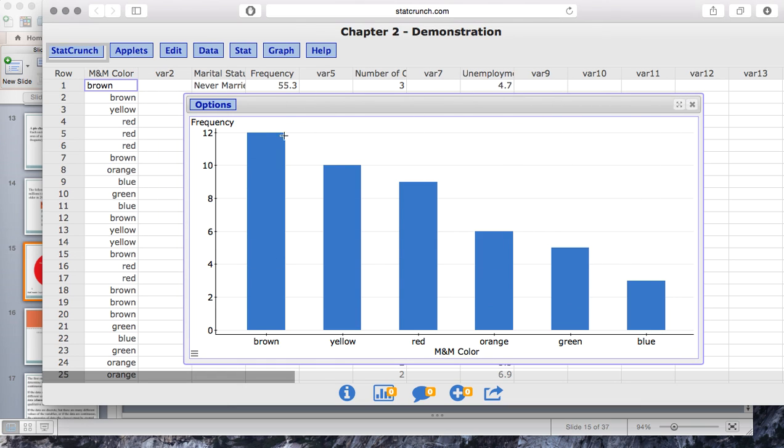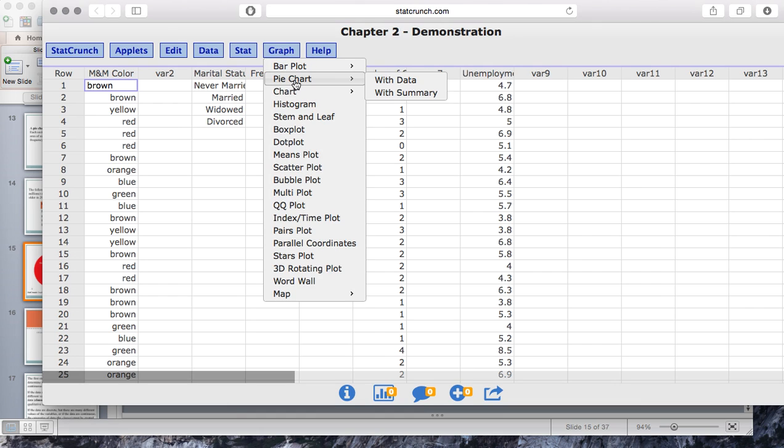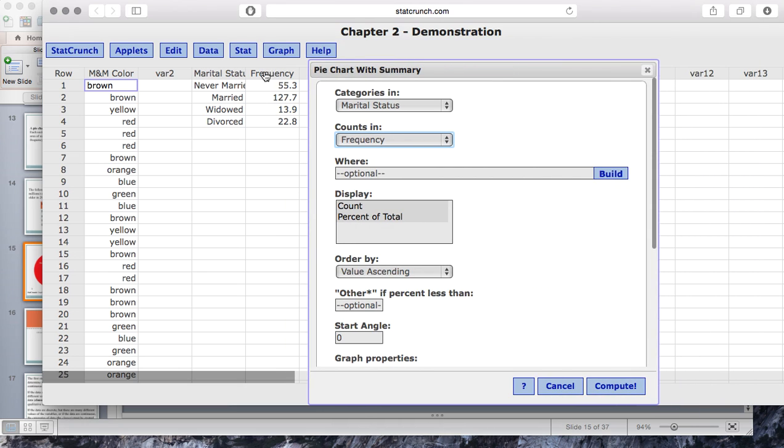So let me close out of this one. I have my marital status data over here along with the frequencies. So I'm going to do Graph, Pie Chart, and I'm given summarized data this time instead, because I have the categories and then the frequencies within those categories. So my categories are my marital statuses, and my counts are in the frequency column, I believe. Yeah, I titled that frequency. You always want to put titles here so it's easier to figure out what you're selecting.